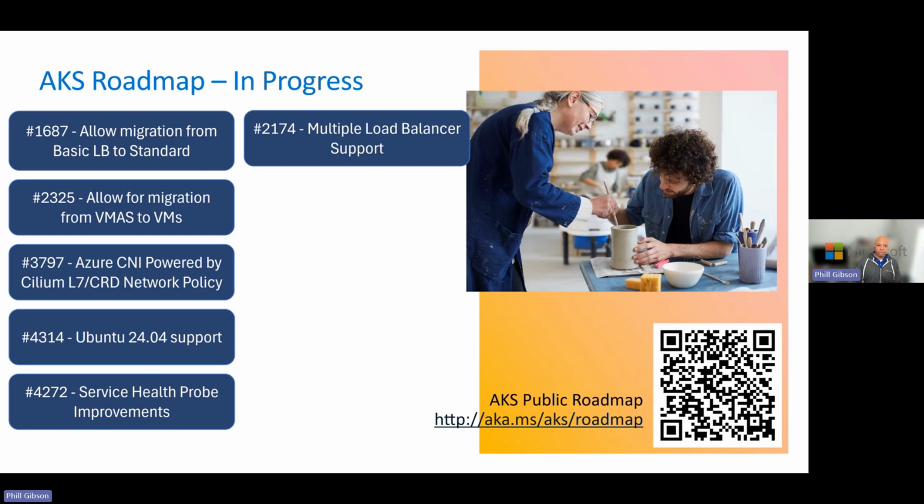Next, we have the allow for migration from VMAS to VMs. This is those availability sets. We're looking to preview this for next month as well. And following that, we have the Azure CNI powered by Cilium. So this is for the Layer 7 network policy support. And this looks to be moving to preview next month also.